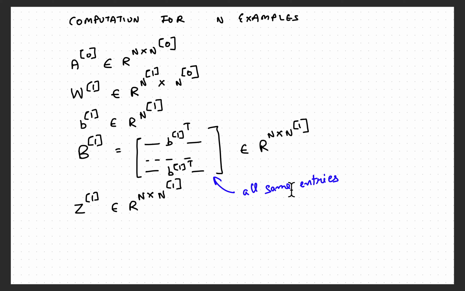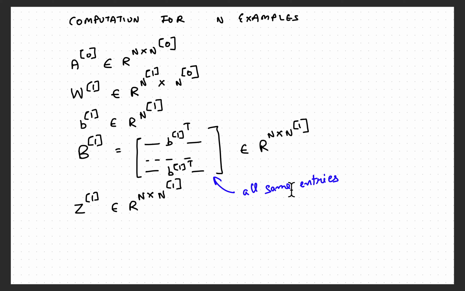Now let's again revise the computations required for n examples. Firstly, we have the input matrix A0, which is of the shape n examples and n0 features, right? So n0 equal to d features. The weight matrix for the first layer, capital W square bracket 1, is of the shape n1 cross n0. The bias term for the first layer is a vector equal to the number of nodes in that first layer, which is just n1.